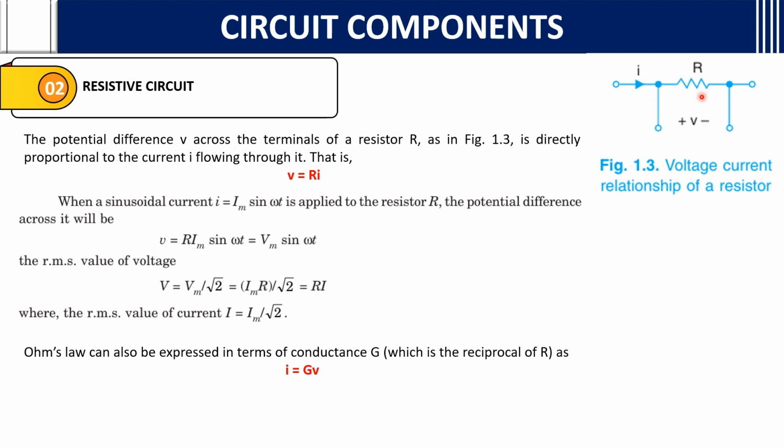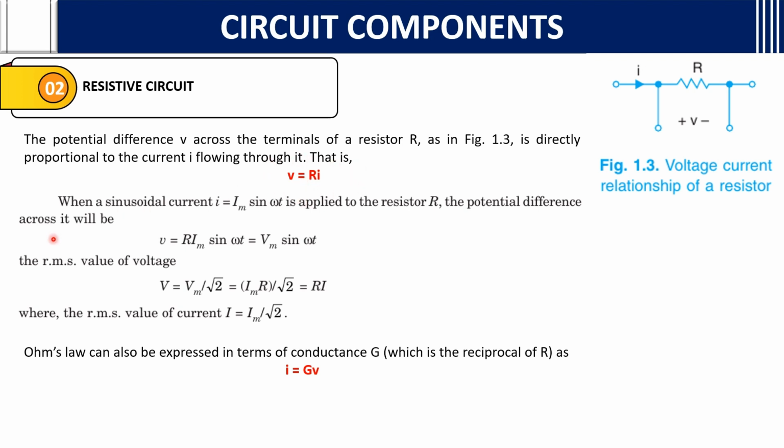The potential difference V across the terminals of a resistor R, as in figure 1.3, is directly proportional to the current flowing through it. V equals IR. This is nothing but Ohm's law. V is proportional to I. The potential difference is proportional to I. V equals IR. R is resistance, I is current, V is potential difference.